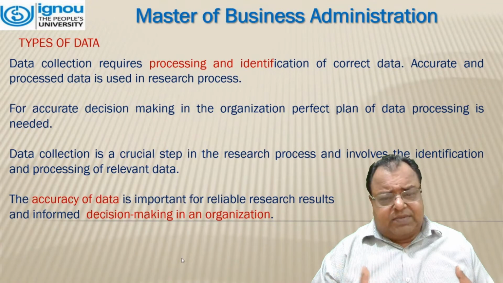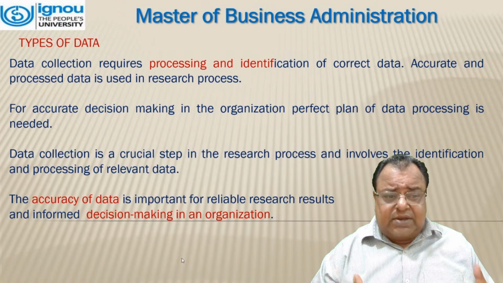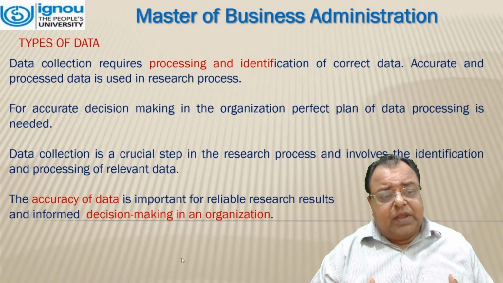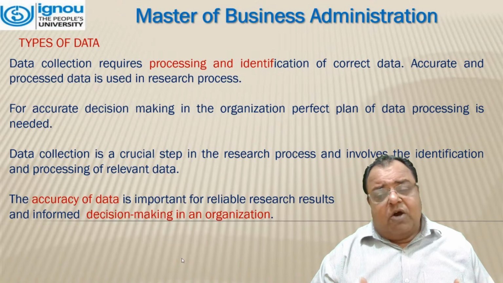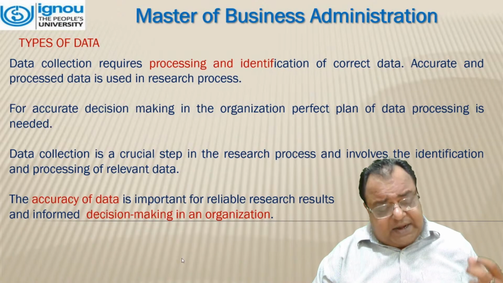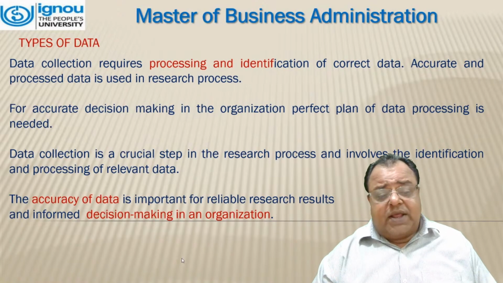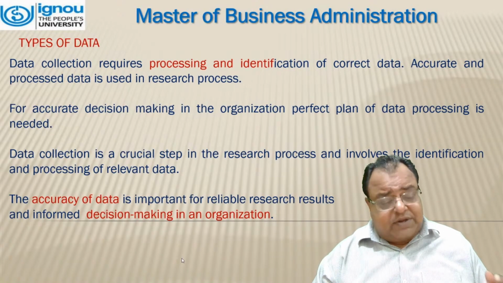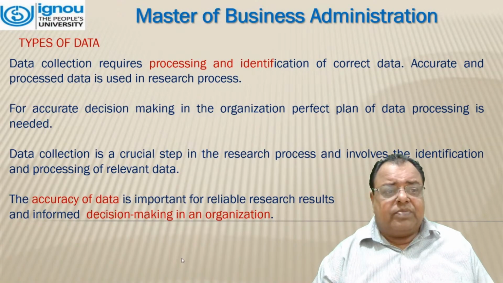Data collection requires processing and identification of correct data. Accurate and processed data is used in research processes. For accurate decision making in the organization, a perfect plan of data processing is needed. Data collection is a crucial step in the research process and it involves the identification and processing of relevant data. The accuracy of data is important for reliable research results and informed decision making in an organization.